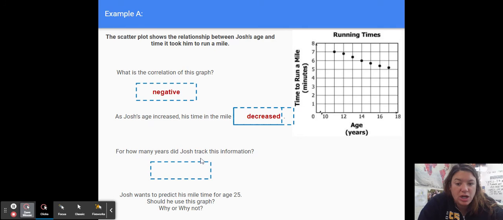For how many years did Josh track this information? It looks like he didn't start until he was 11, right? And he stopped when he was 17. So this shows about 6 years of data.